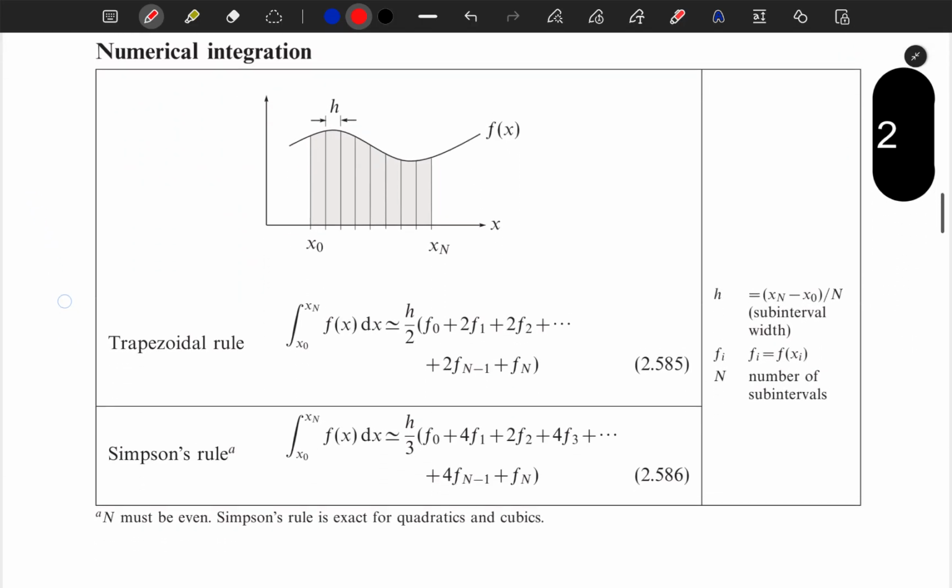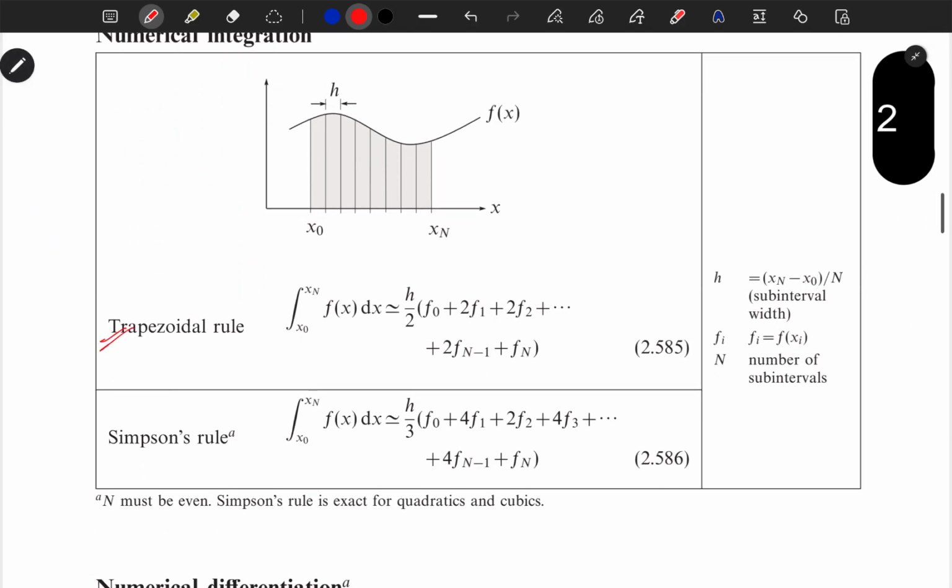Now numerical integration. Trapezoidal rule: h by 2 will be divided into smaller parts of h, f0 plus f1, h by 2 f0 plus 2f1 plus 2f2, like that. The end term will be only fn. Simpson rule: h by 3 f0 plus 4f1 plus 2f2 plus 4f3, like that, plus 2 again 4 again 2 plus 4. The last term also will have one coefficient.